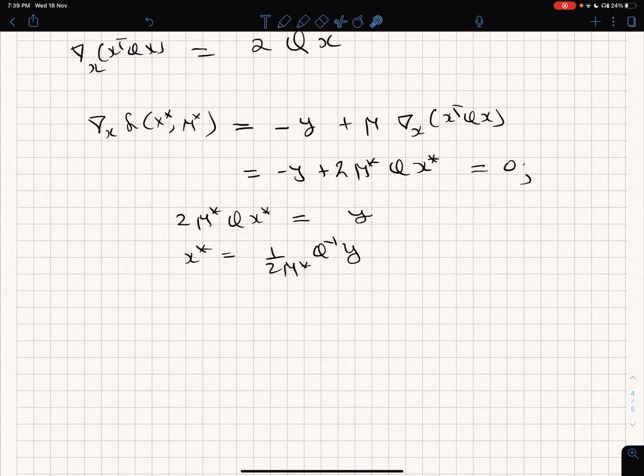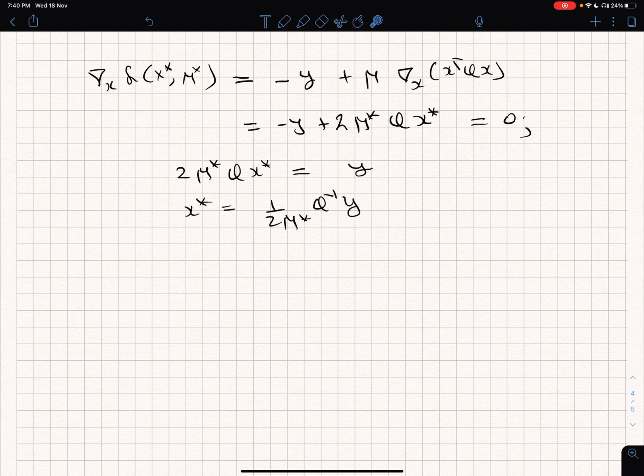Okay, now a point to be noted here. Q is a positive definite matrix, so all its eigenvalues are positive, and it always has an inverse Q inverse, and Q inverse is also a positive definite matrix. This we have studied in our discussion on positive definite matrices. Now, is this expression good enough for me? No. Why? Because there is still this mu star variable sitting here. The y is known, Q is known, mu star is not known.